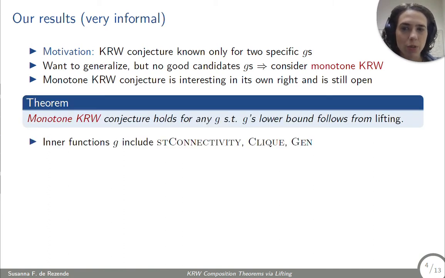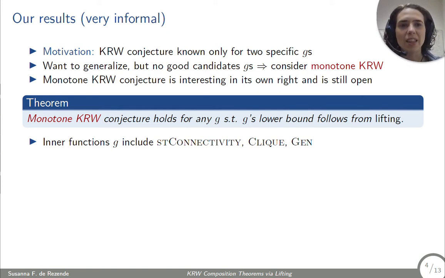We make progress towards proving the monotone KRW conjecture, so we show that it holds for any f and for any g such that g's lower bound can be obtained via lifting. For this talk, it won't be very important exactly what lifting is, so we can simply think of it as a method for proving lower bounds. I'd like to point out that these g's for which our theorem holds include classical functions such as ST connectivity, clique, or the gen function. So this is great. We can actually extend the range of inner functions that we can handle.